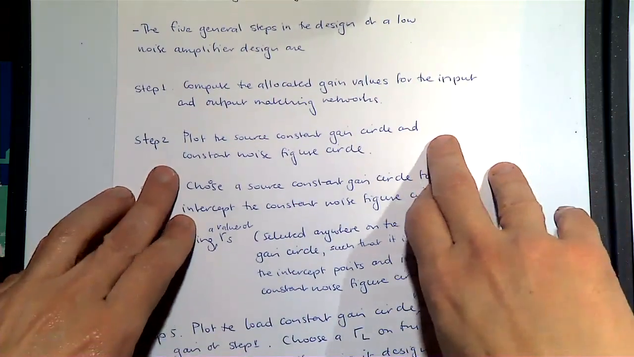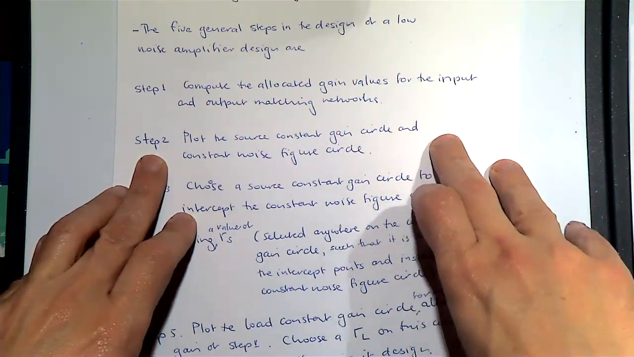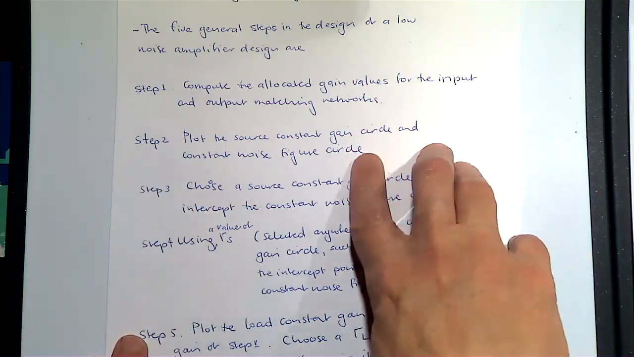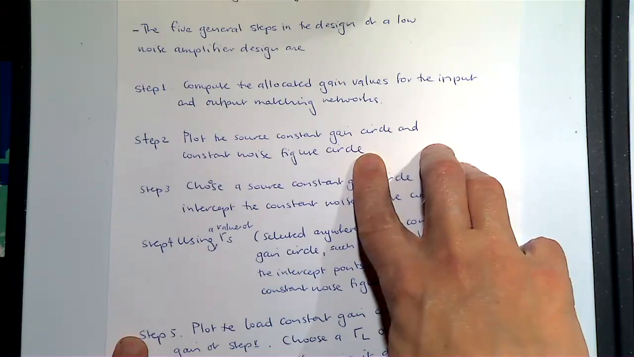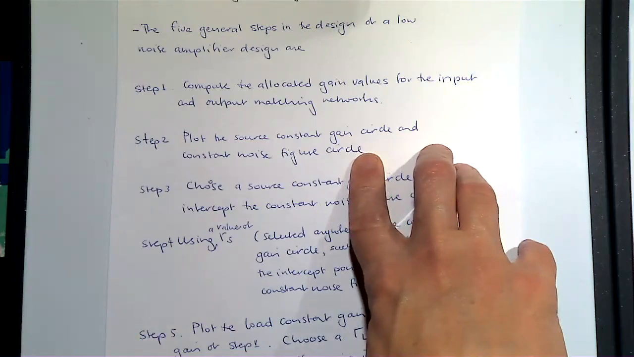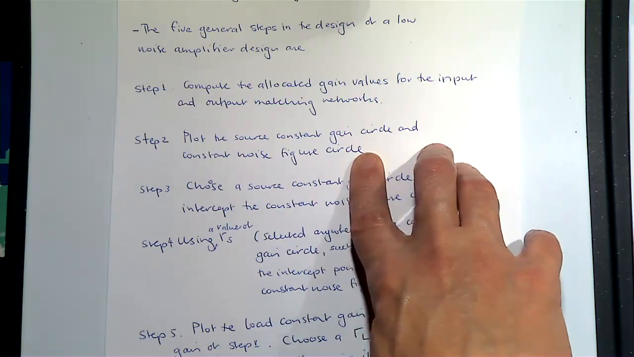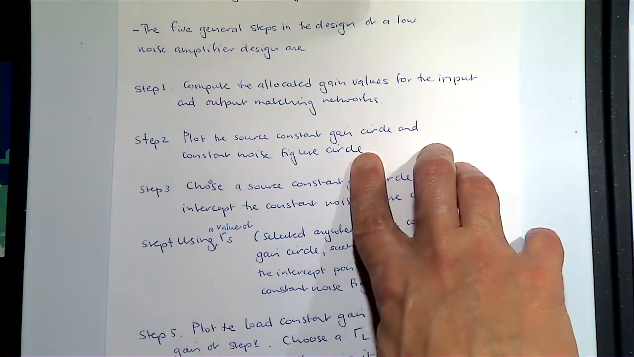Now, the next thing that we do as part of this design is we plot the source constant gain circles and the constant noise figure circles. So for example, if we were choosing 3.5 dB as noise figure, we go through the process. We know where gamma opt is. What we also do then is work out the 3.5 dB noise circle. We draw that on the Smith chart. We also draw the source gain circle.